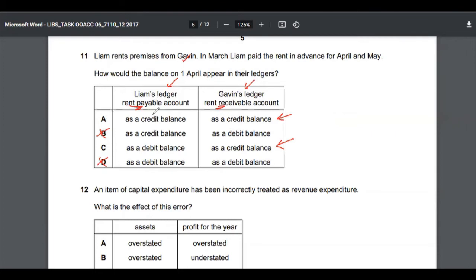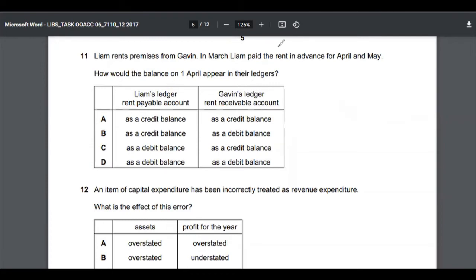For Liam, since Liam paid rent in advance, it's going to be an asset. It's prepaid rent. So prepaid rent, or rent paid in advance, is an asset, and assets have a debit balance. So the answer to multiple choice 11 is actually option C.